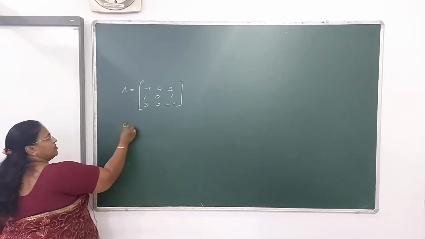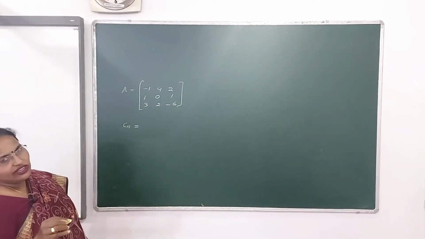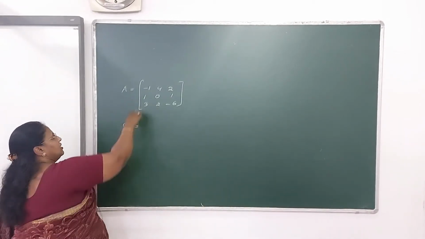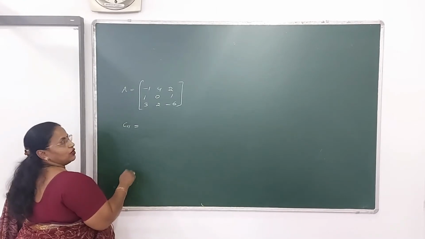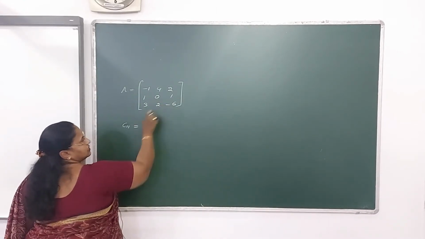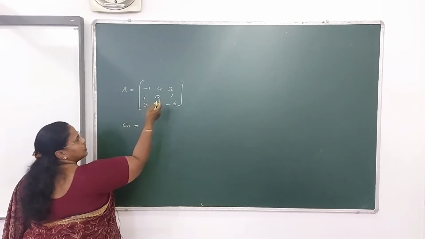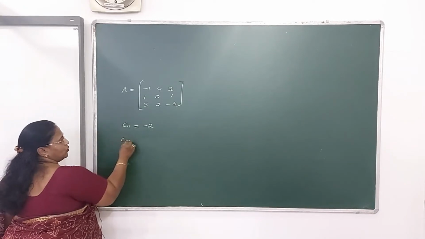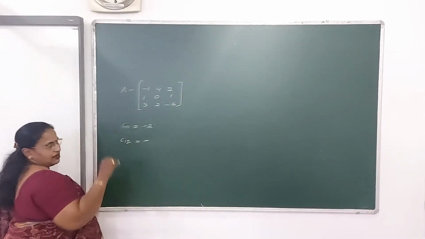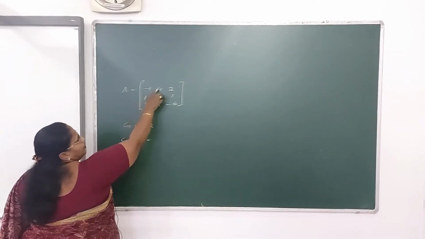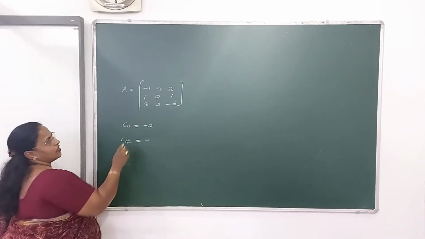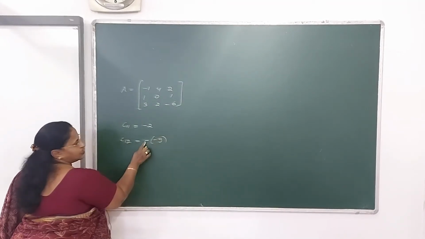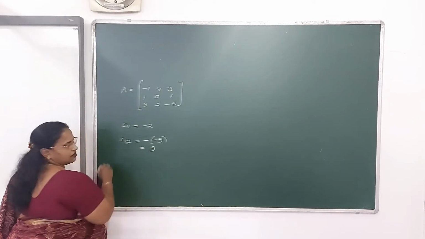We'll start with C11. 1 plus 1 is even, so it will carry a plus sign. Now I'll write down the minor directly. Delete the row and the column where the element lies. We'll do it fast. It's 0 into minus 6, it's 0, minus 2. So directly the answer is minus 2. Moving to the next element, C12: 1 plus 2 is odd, place a minus sign there. Now calculate the minor of this. Delete the first row, second column. It is 1 into minus 6, minus 6 minus 3, it's minus 9. And just because of this minus, it will be plus 9.